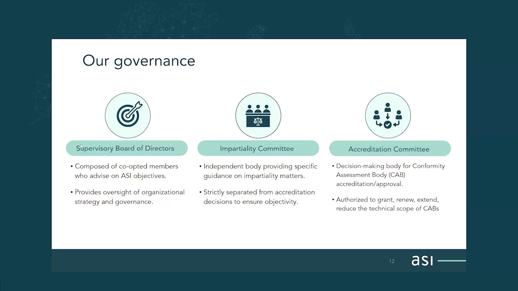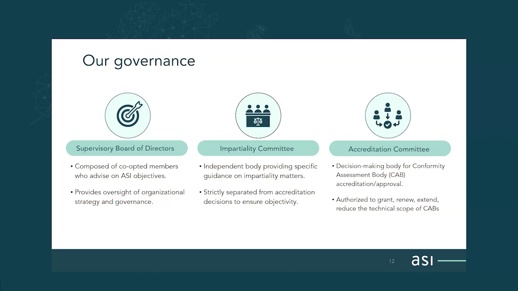We have an impartiality committee, which consists of external experts representing the main interests that relate to ASI. So we have representatives from the general public, from scheme owners, for example, also from the industry. And this committee is strictly separated from any decision making, like accreditation decision making, to really demonstrate and ensure objectivity.